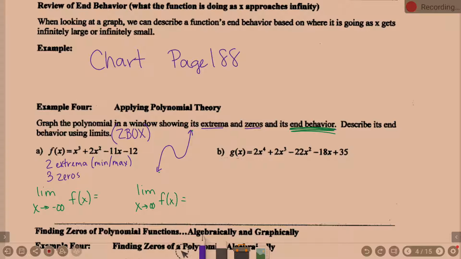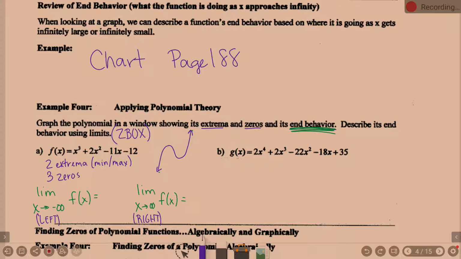When we talk about as x approaches negative infinity, realize that's going to be as x approaches the left side of the screen. Right? As x approaches negative infinity, that's going to be as x is going left. As x approaches positive infinity, that's going to be as x is going where? To the right. That's what those are saying.